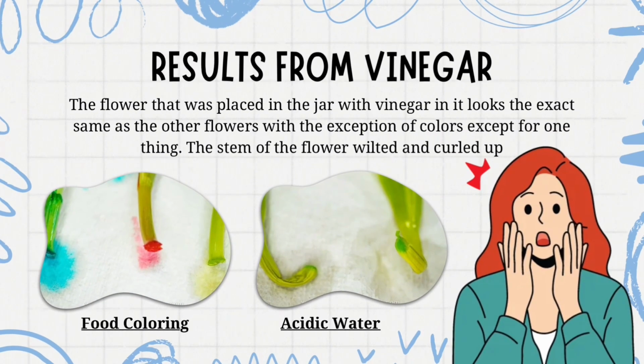And the result from vinegar. The flower that was placed in the jar with vinegar looks the exact same as the other flowers with the exception of colors, except for one thing. The stem of the flower rotted and curled up. So, it shows that acidic water has an effect on our plants even though the outward appearance shows very little.